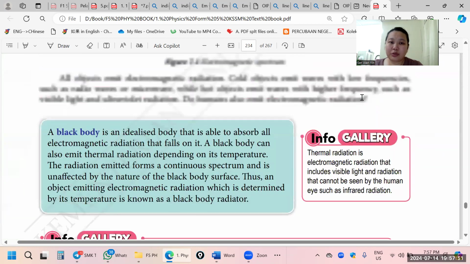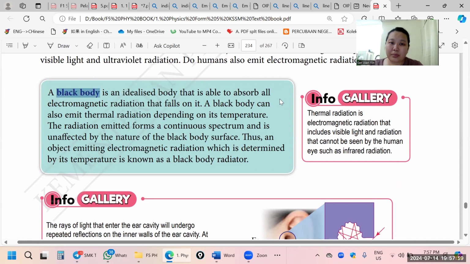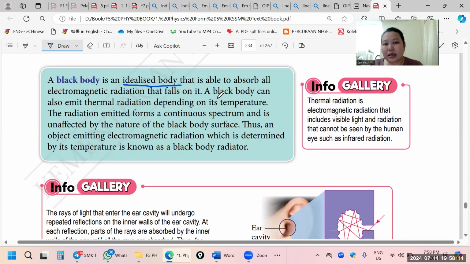Okay, then here we come to something new to you called a black body. So what is a black body? A black body doesn't mean it's black. It's just an idealized body, a perfect object. It will absorb all the EM waves that fall on it and then emit a continuous spectrum, or emit electromagnetic radiation according to its temperature.